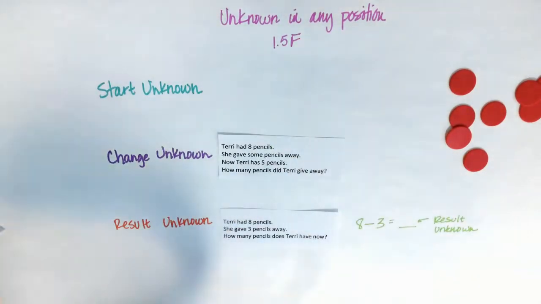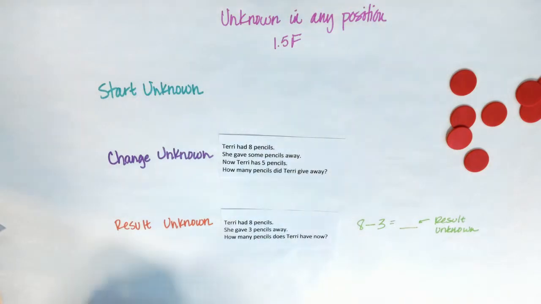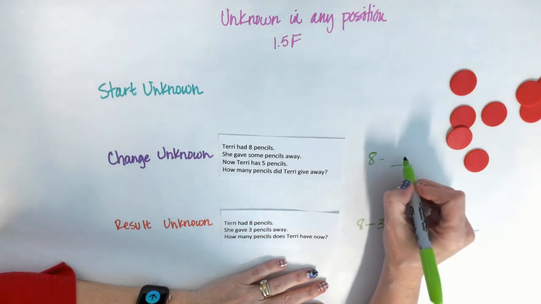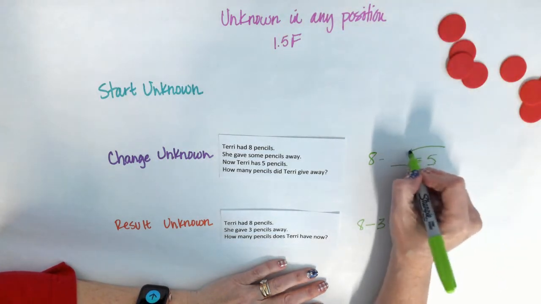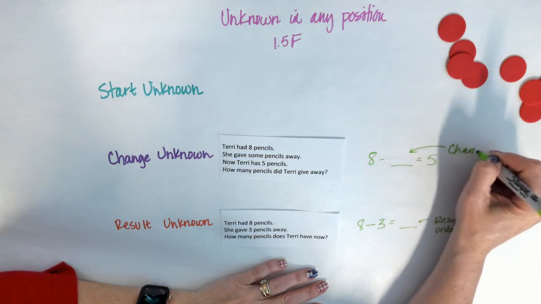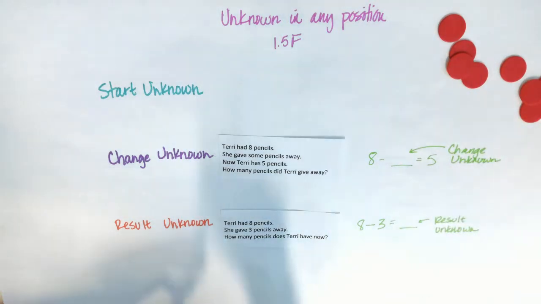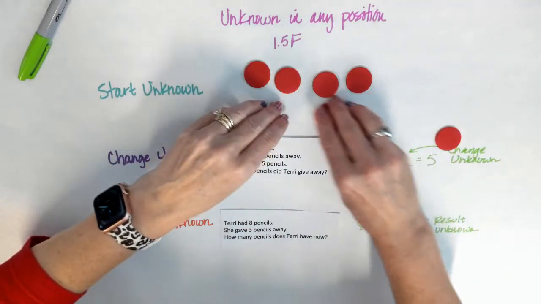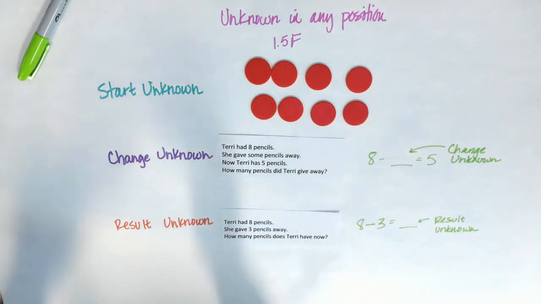So change unknown, Terry had 8 pencils. She gave some away. Now Terry has 5 pencils. So if I was writing that in equation, it would look like Terry had 8 pencils. She gave some away. I don't know how many, but now I have 5. So here I have change unknown. I don't know how many she gave away, but I could model it. So again, if I had 8, and I gave some away, I don't know how many I gave away, but I have 5 left.